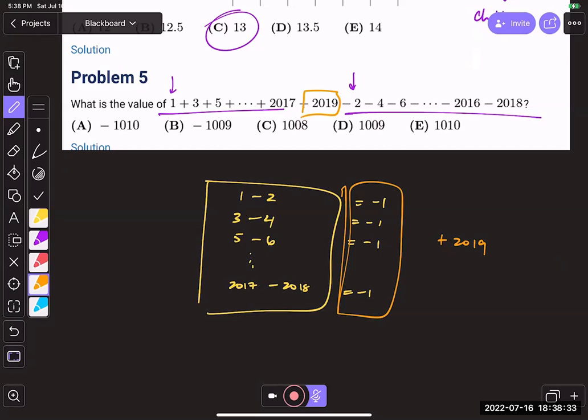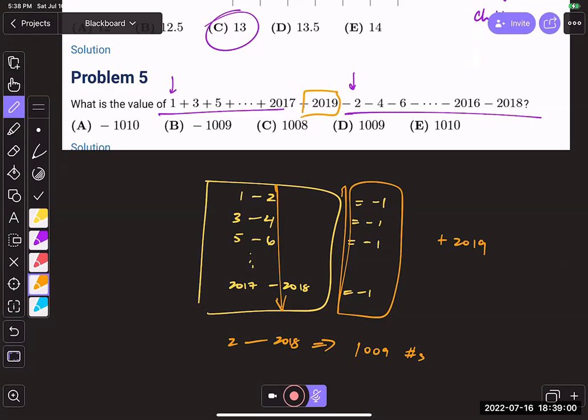You can just count the number of numbers in the second half. So basically the number of even numbers from 2 to 2018, which would be 1009 numbers. So it will be 1009 negative 1s. So how did you know that this is 1009 numbers?